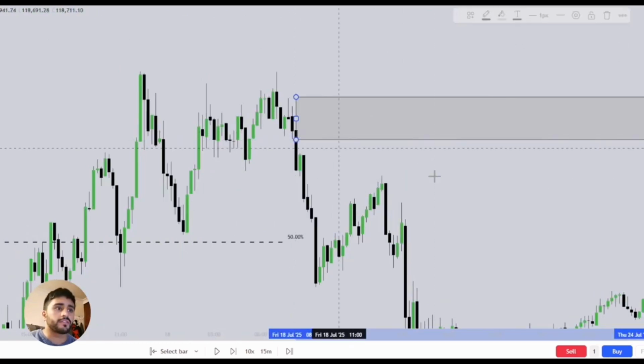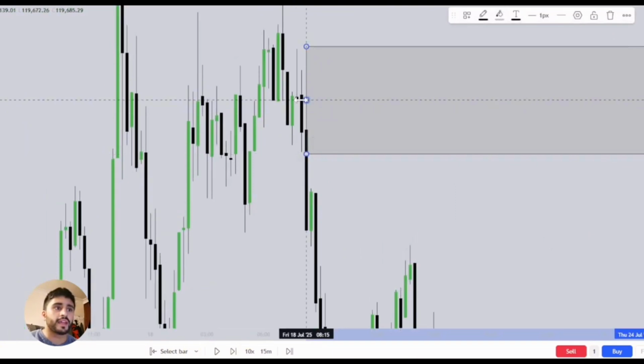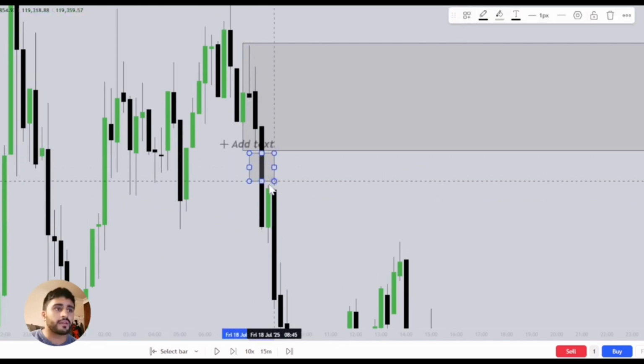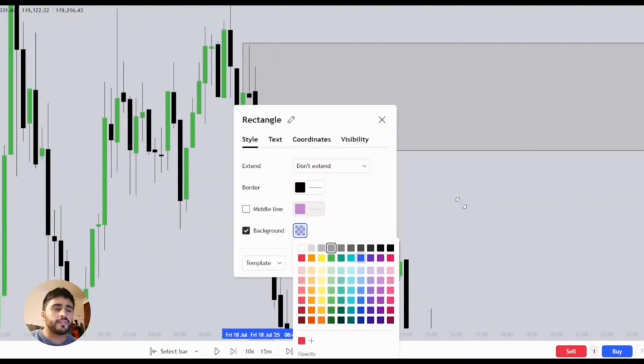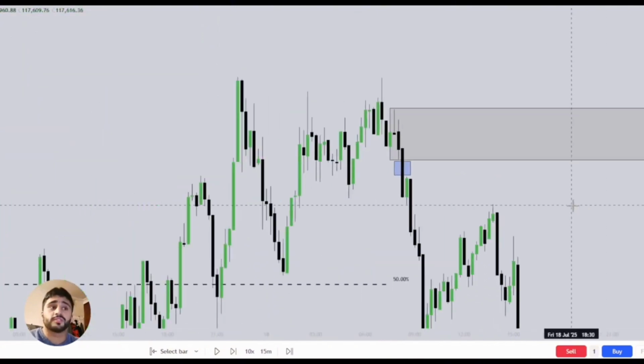Into this POI. The reason this is a POI, and the reason this is an area we are looking at, is because price left an inefficiency or a fair value gap, right? So we can see the market leaving a fair value gap just over here. This fair value gap I'm leaving in blue. So that's blue. The blue box is a fair value gap.